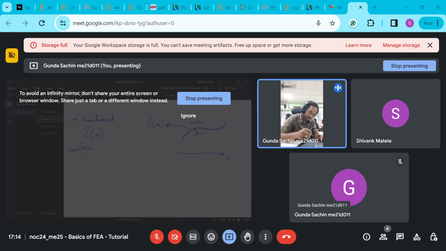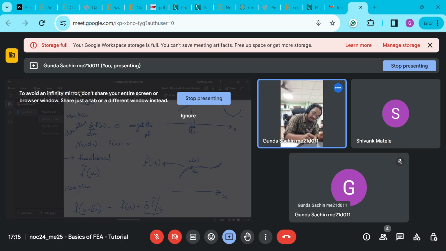And when you want to find the maximum or minimum, what you do is you take the first variation to 0. u plus delta u is equal to f hat of u plus delta f hat at u, something like this. And you will make this one 0.